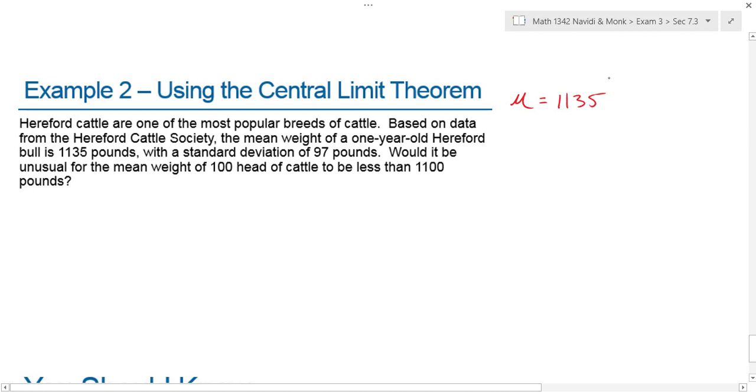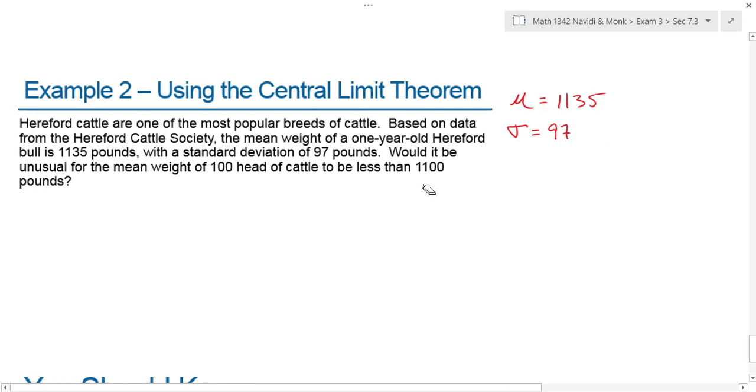Now this is the population mean with a standard deviation of 97 pounds. Are we told that this population is normally distributed? We're not told that, so we can't assume it. Would it be unusual for the mean weight of 100 head of cattle to be less than 1,100 pounds?